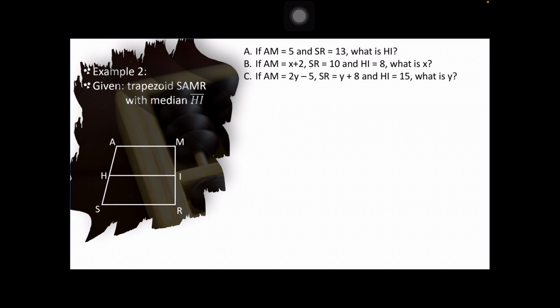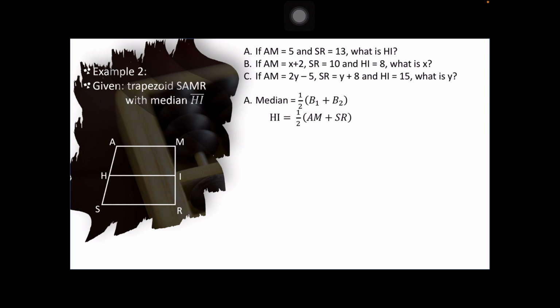Now, let's have an example. Yan, example number 2. Given trapezoid SAMR with median segment HI. Questions. A. If segment AM is equal to 5 and segment SR is equal to 13, what is HI? Yan, sagutan na po muna natin yung letter A.